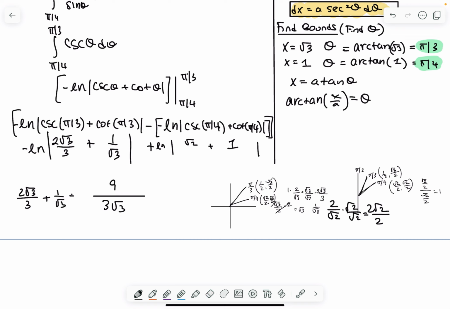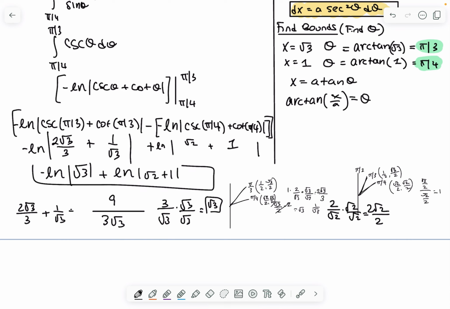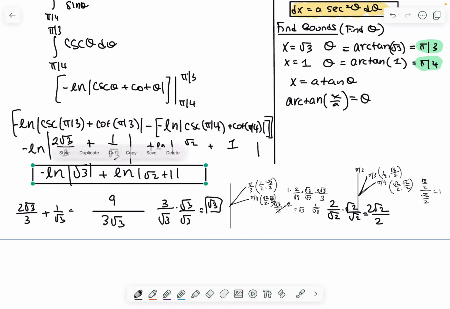So then if we divide, 3 goes into 9 3 times, 3 goes into 3 1 time, square root of 3. So we're left with 3 over square root of 3, but we can rationalize the denominator. These here just become 3, and then we have 3 square root 3 at the top. The 3's cancel out, and we're simply left with the square root of 3. So this over here becomes the square root of 3. We have negative ln plus ln square root of 2 plus 1. This, ladies and gentlemen, is our answer for this problem.